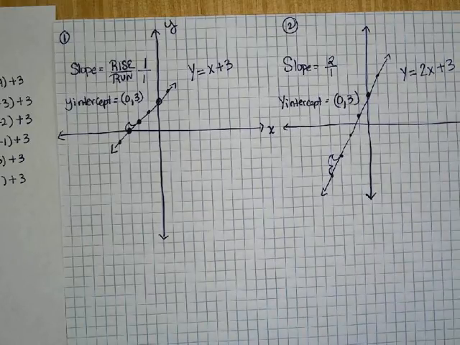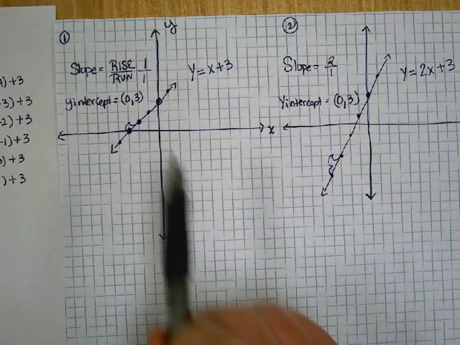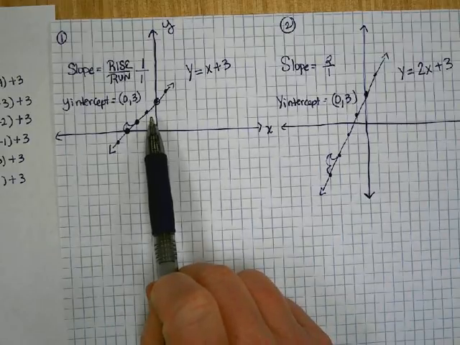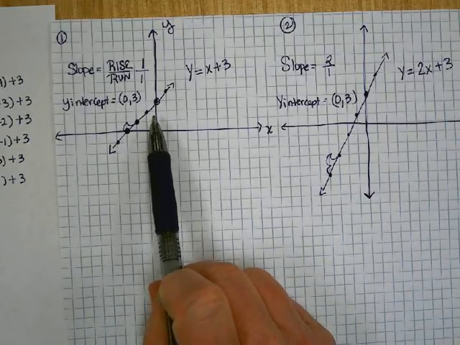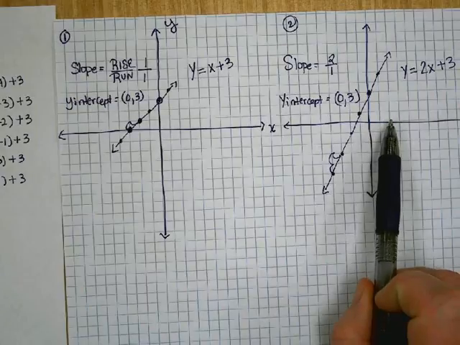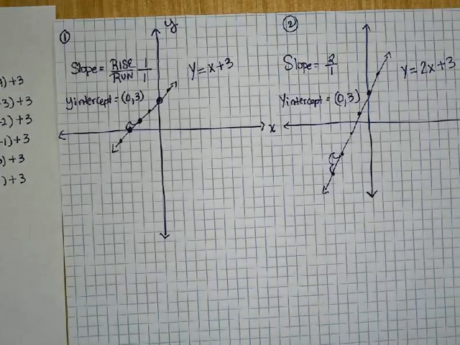Which one would you rather walk? If you had to walk up one of those lines, which one would you rather walk? Which one looks easier? Definitely the 1. This has a slope of 1, and it looks like it's easier to walk than this one with a slope of 2. Okay? Any questions so far? All right, let's do number 3.